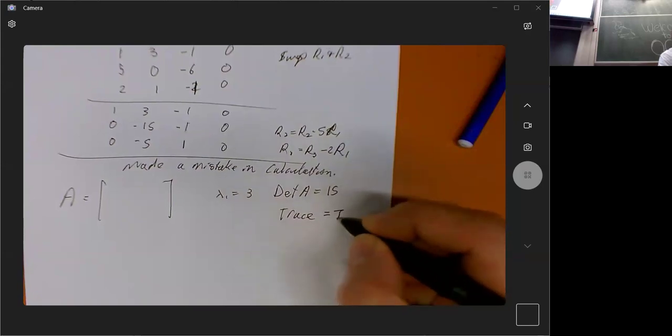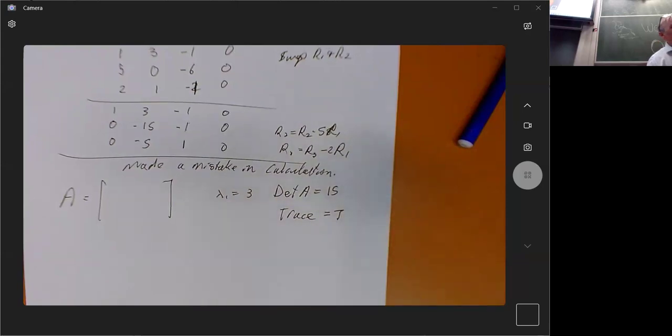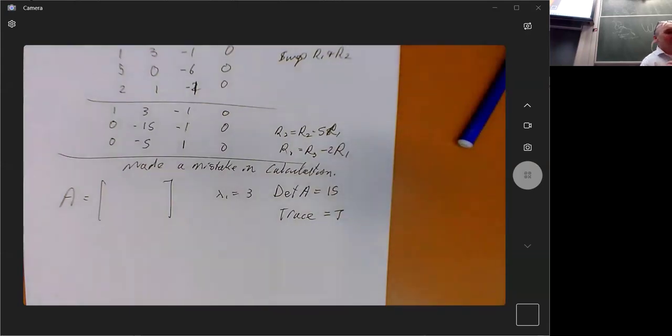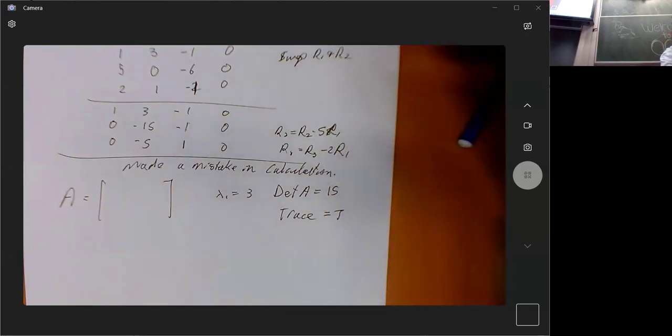I'm going to try this. I did this yesterday and got it wrong yesterday too. It didn't work out nicely. So they're not going to tell you all of the eigenvectors or eigenvalues, they're going to tell you some. I'm going to use the fact that the determinant is the product of the eigenvalues and the trace is the sum of the eigenvalues.